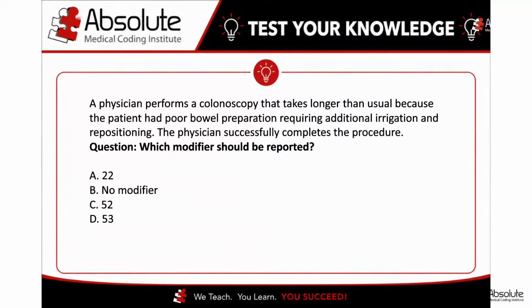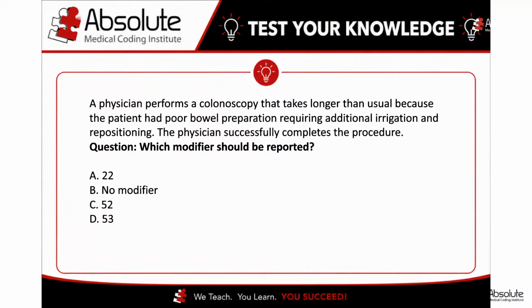And for those of you, this is your first time with us, welcome. But we do read the answer first. All right. Last sentence first and the answers. Which modifier should be reported? 22, no modifier, 52, or 53?